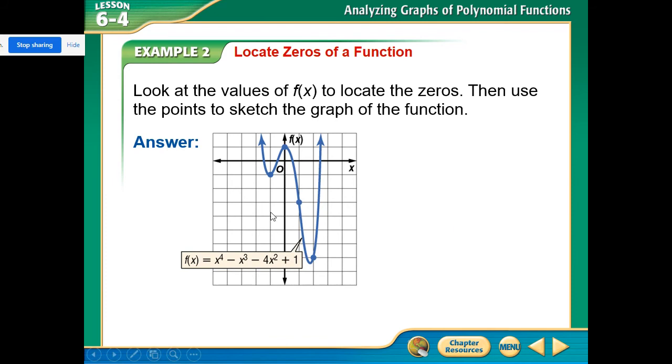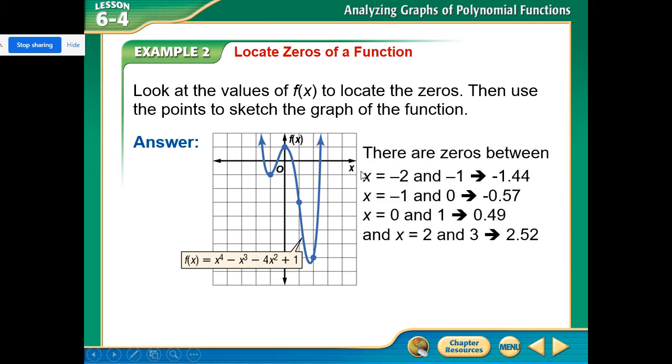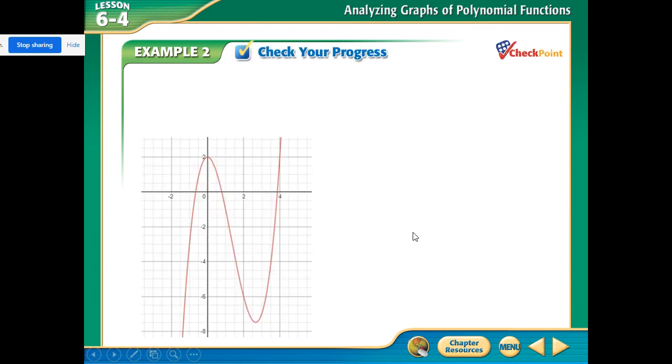So let's take a look at the graph, and here's our graph. And so we need to go ahead and find these points. So we go second calc, zero. And so we have that first one between -2 and -1. And when we use our calculator, the actual answer is -1.44. Two decimal places is fine enough for me, is what I would like you to go ahead and do. And then -0.57, 0.49, and 2.52.